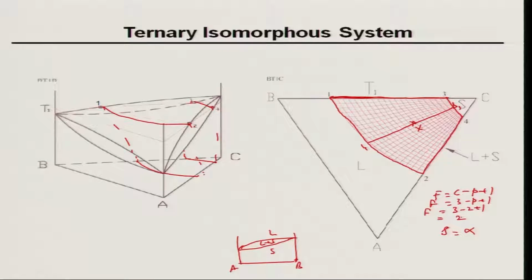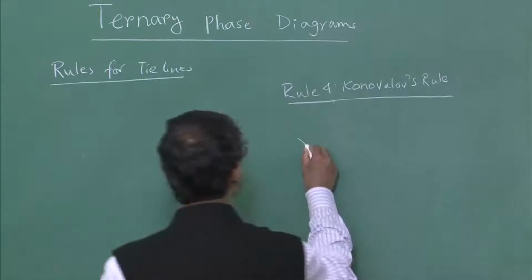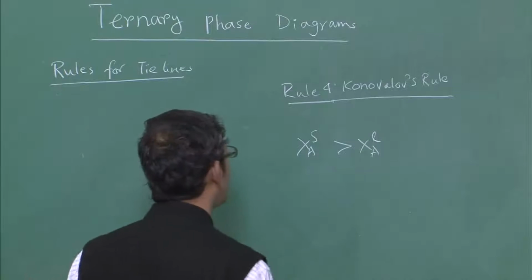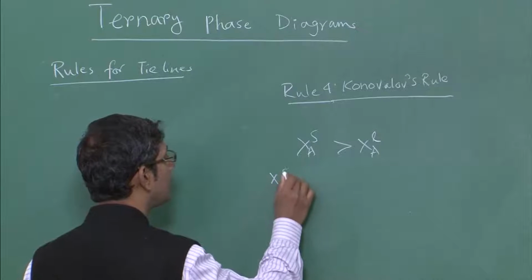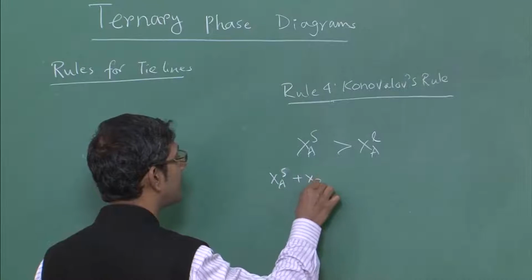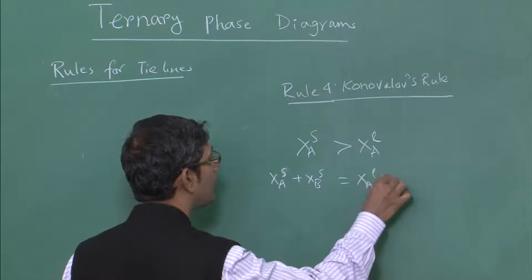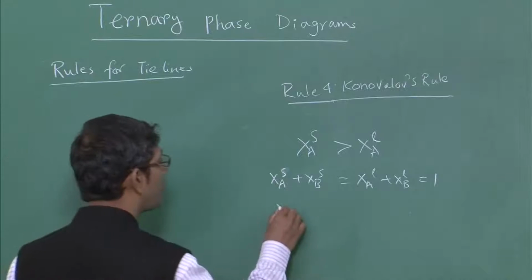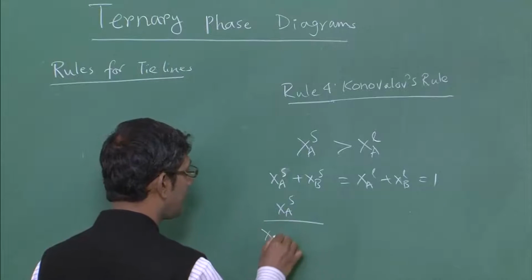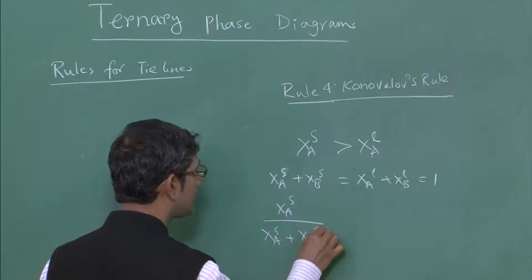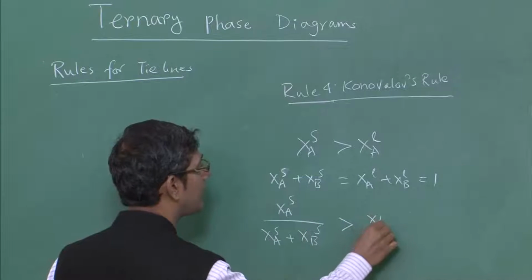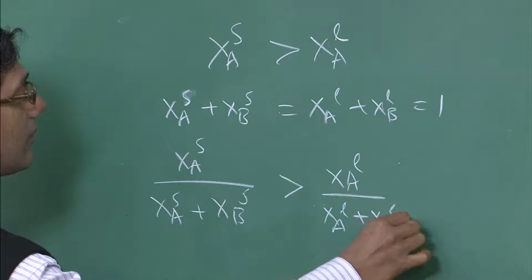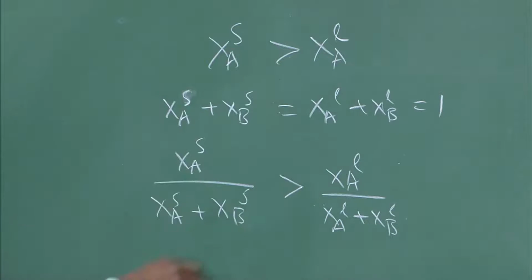So, in a nutshell, I can write it this way: X_A^S will also always be greater than X_A^L, right? And I know that X_A^S plus X_P^S is equal to X_A^L plus X_P^L, equal to 1, correct. Therefore, X_A^S divided by X_A^S plus X_P^S is greater than or equal to X_A^L divided by X_A^L plus X_P^L. That is nothing but dividing these two things by 1, right.